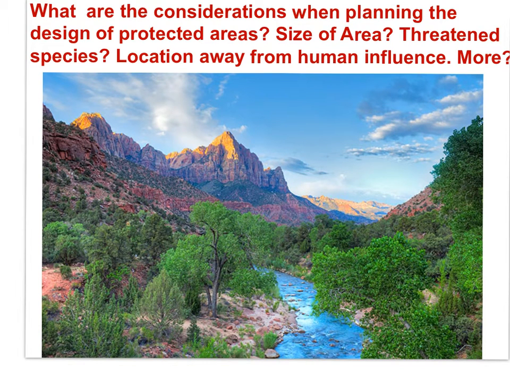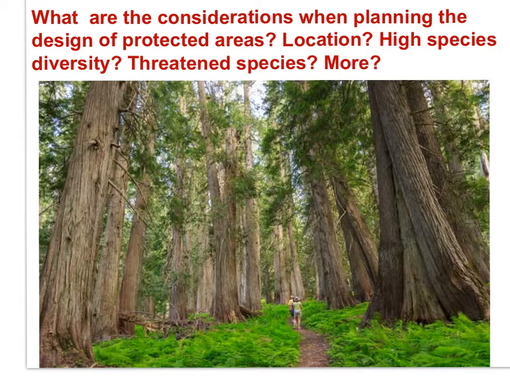What are the considerations when planning the design of a protected area? The size of the area, threatened species, location away from human influence. Are there other criteria? I want you to be thinking about the details of designing national parks or reserves that protect species and ecosystems. What are the considerations when planning the design of protected areas? Location, high species diversity, threatened species, away from human influence, aesthetic considerations.